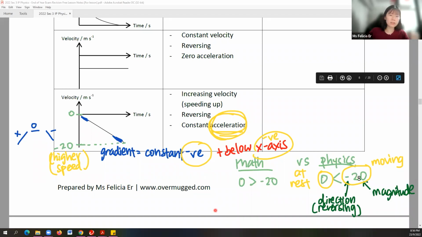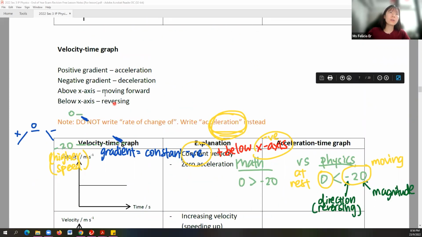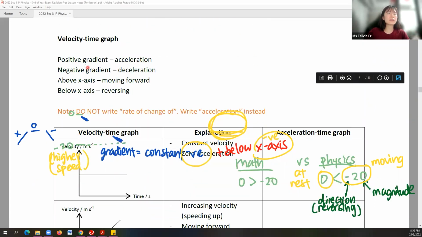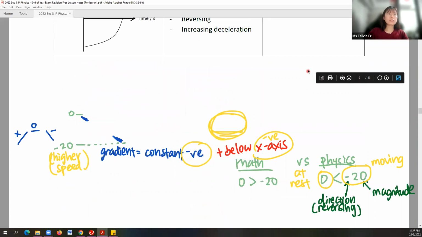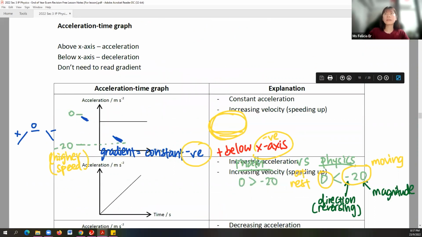Okay, moving on. So for acceleration, how to tell the direction? You mean the acceleration time graph. So in this VT graph, you can tell the direction because positive, go back to the legend again, positive gradient means that above the x-axis means you're moving forward, so you can tell the direction. Below x-axis means you are reversing. So for VT graph, you can tell the direction. But for AT graph, acceleration time graph, you can't tell the direction already.